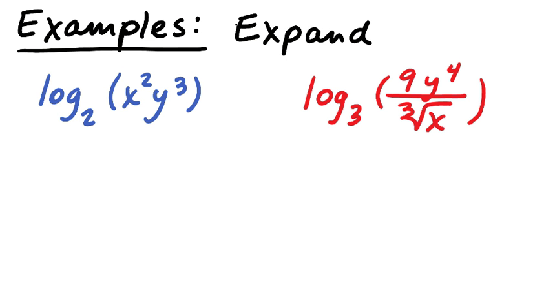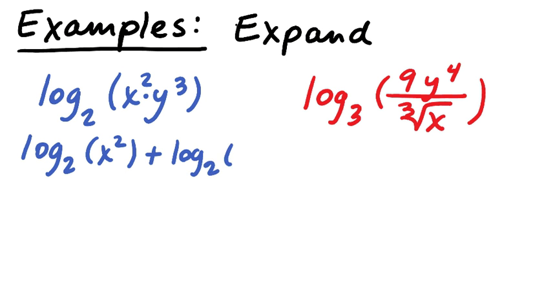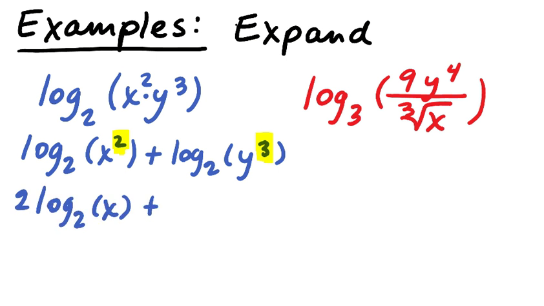So what I'm going to do is, I see that I've got x squared times y to the third, and products go to sum. So I'm going to say that's log base 2 of x squared plus log base 2 of y to the third. And then I see these exponents here and there, and I can use the property where I swing those exponents around the front. So that becomes 2 times the log with base 2 and argument x, plus 3 times the log with base 2 and argument y. And that is as expanded as it could be.